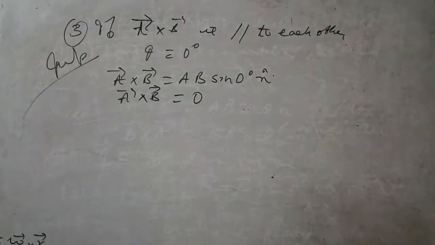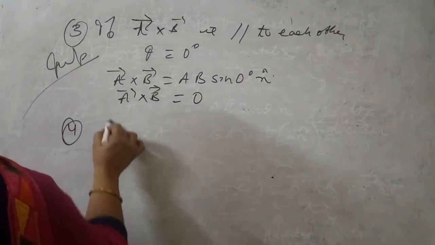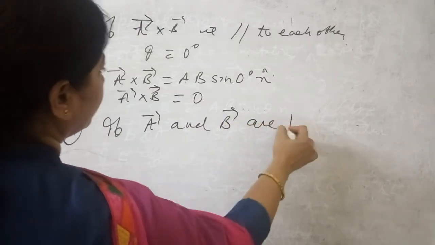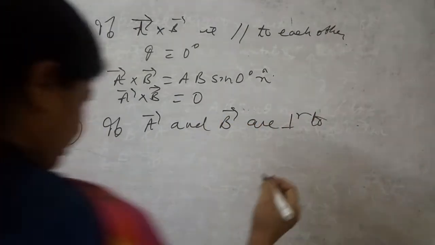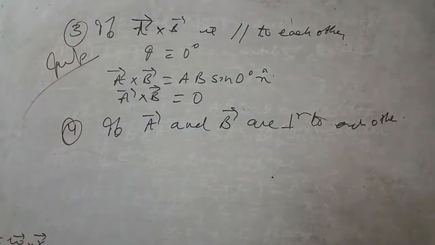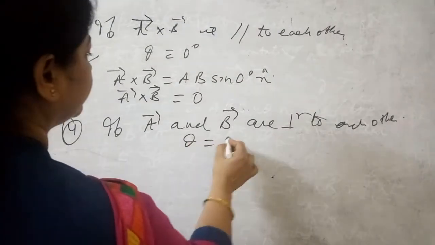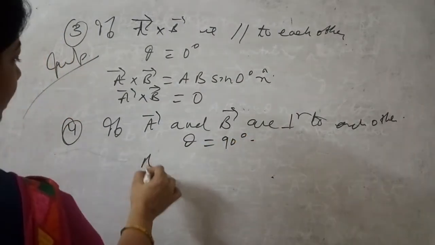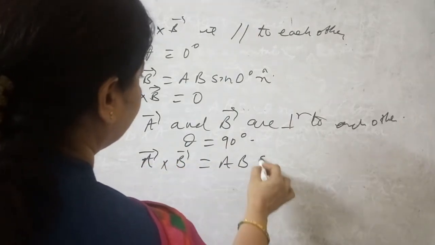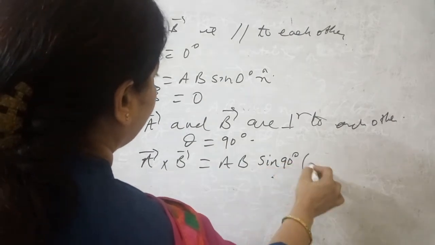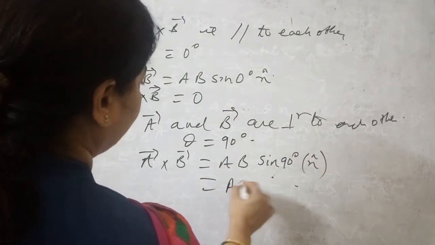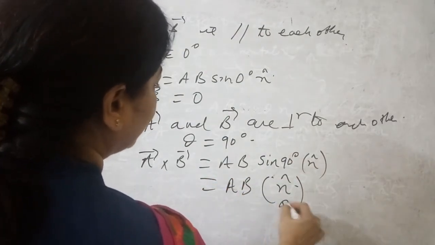Okay. Now, 4. If A vector and B vector are perpendicular to each other, then you can very well write theta is equal to 90 degree. So A vector cross B vector is equal to AB sin 90 degree n caret. So you are getting sin 90 degrees as 1, so AB, and there is n caret which will give you the direction.